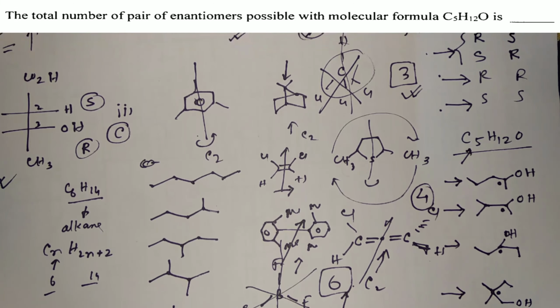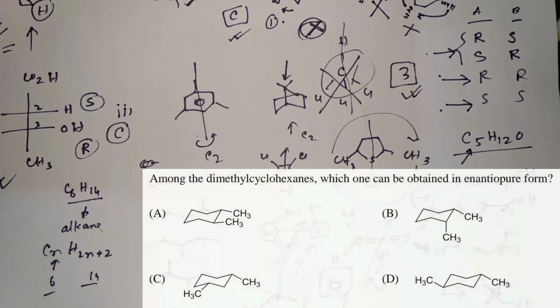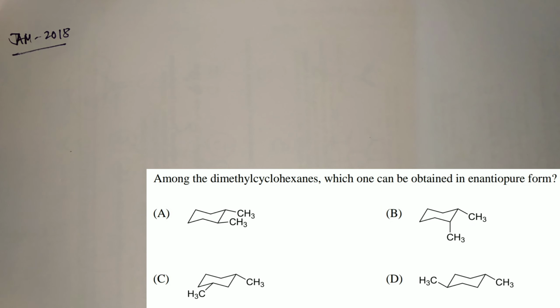Okay. So next, coming to JAM 2018. The first question was, among the dimethyl cyclohexanes, which one can be obtained in enantiopure form? Here enantiopure form means which has an enantiomer. That means if a system has a sigma plane, it will not have any enantiomeric structure or any enantiomers. So we need to find the system which doesn't have any kind of sigma plane.